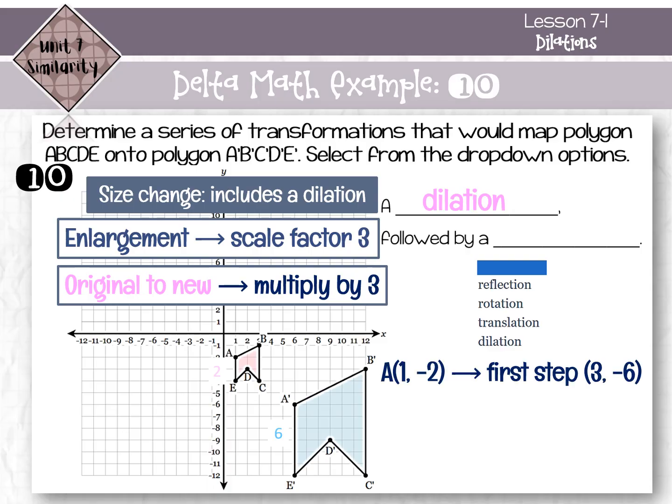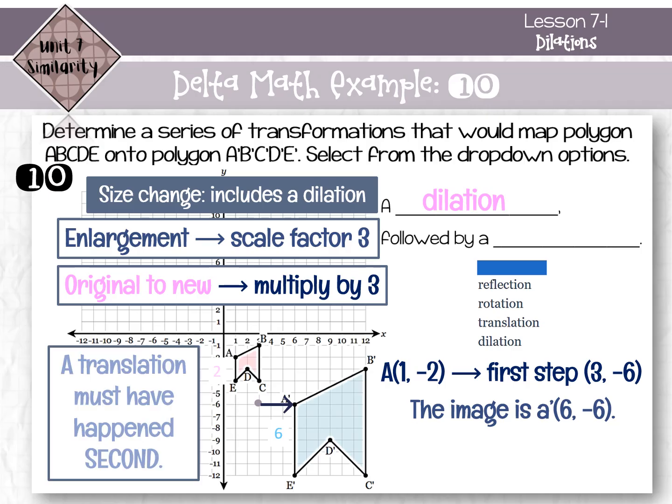Original to new multiplied by 3. A is going to go from 1, negative 2 to 3, negative 6. But that's not where it ended up. So we're going to have to do a translation afterwards to get to the point 6, negative 6. So translation must have happened second.